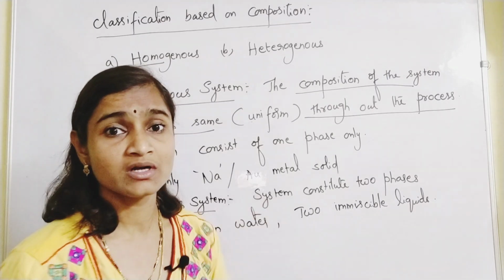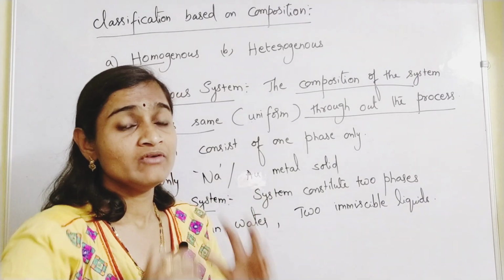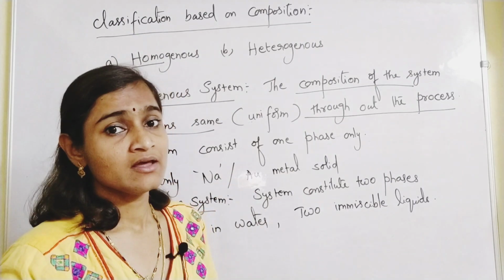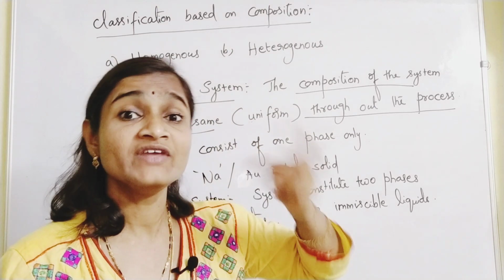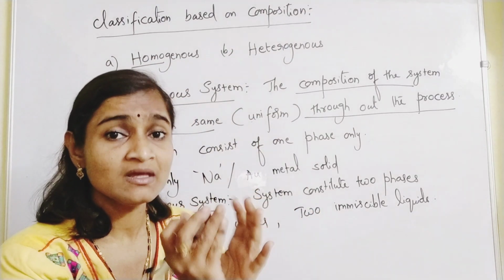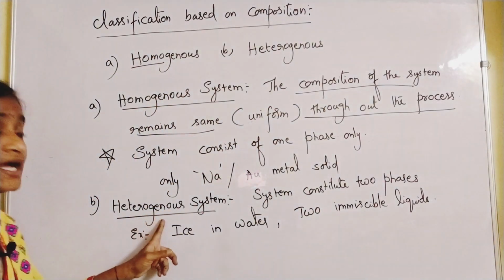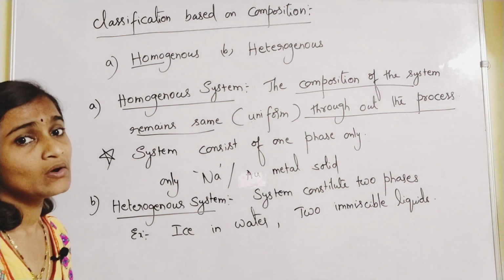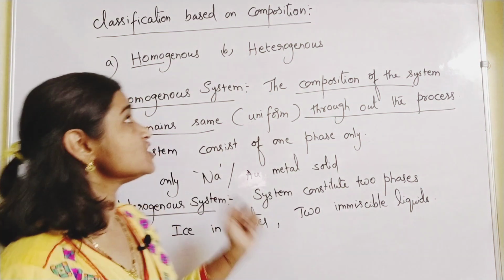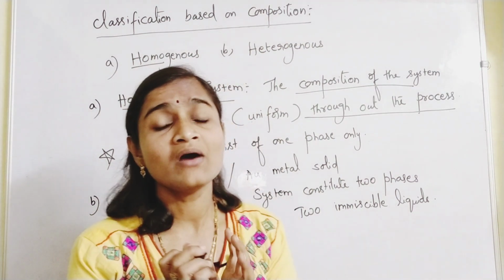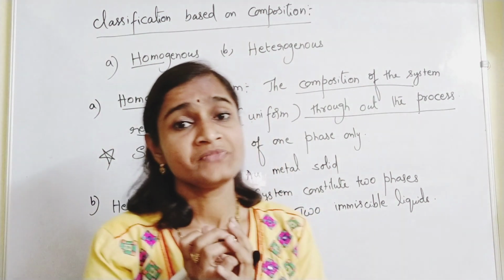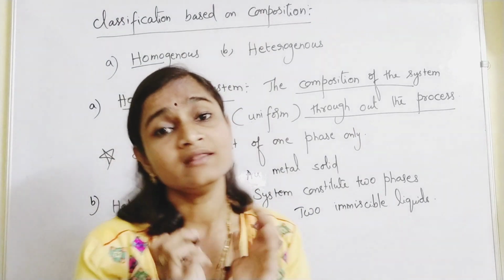Kerosene and water, two immiscible liquids with different boiling points. So if you take two different substances of different phases as a system, then you call it a heterogeneous system. So this is one classification based on composition.